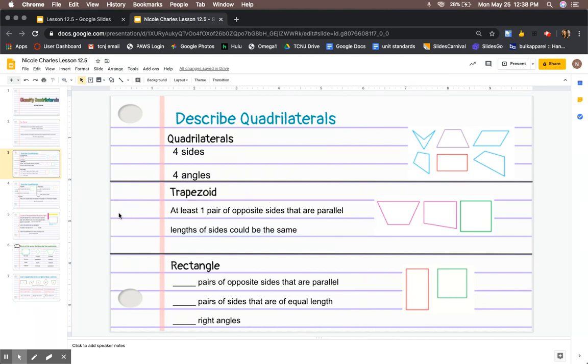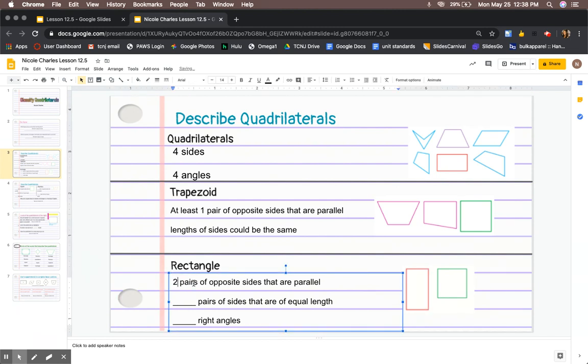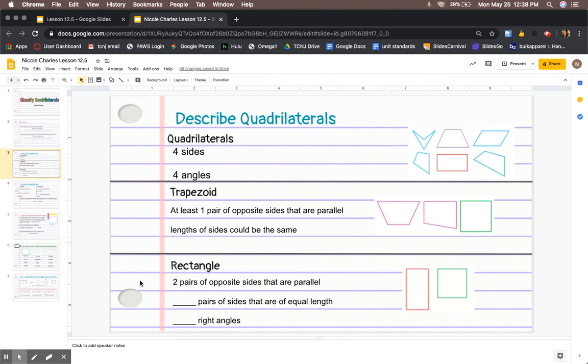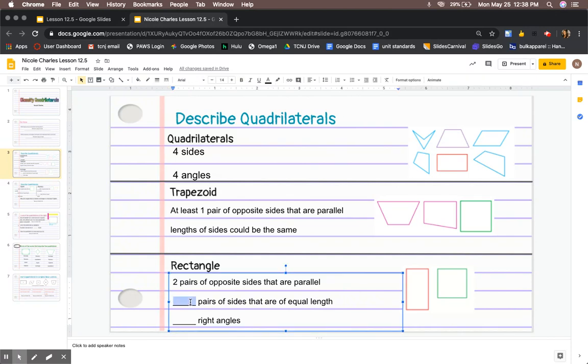Now we're moving on to rectangles. Rectangles have blank pairs of opposite sides that are parallel. So let's see, how many pairs of parallel sides do we have? We have one going horizontally and one going vertically. So rectangles have 2 pairs of opposite sides that are parallel. The next one says blank pairs of sides that are of equal length. Let's see, how many pairs of sides are of equal length? This is a pair, and this is a pair. So there are 2 pairs of sides that are of equal length.